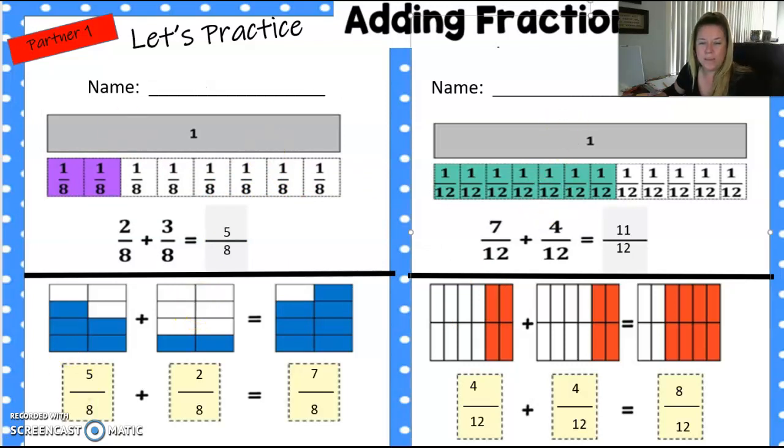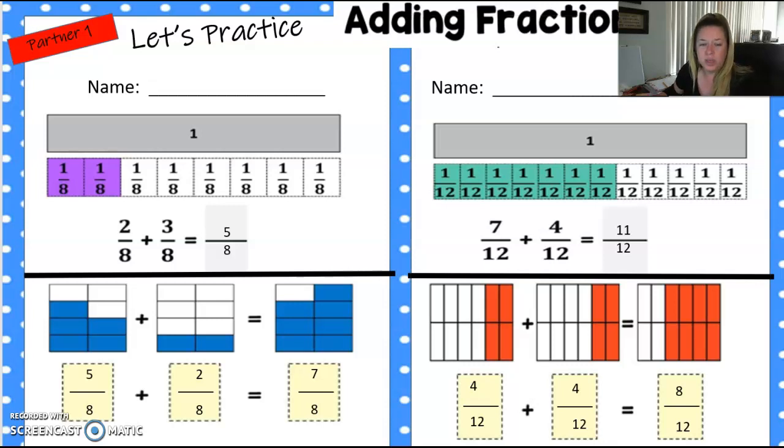All right, welcome back. Here are your answers. I hope that you got the same thing. You just added the numerators. 2 plus 3 equals 5. Kept the denominators 8. 5 plus 2 equals 7. Denominator stays the same as 8. And over here, our denominator, we're dealing with 12ths. 7 plus 4 equals 11 twelfths. 4 plus 4 equals 8 twelfths. I hope you got that correct.